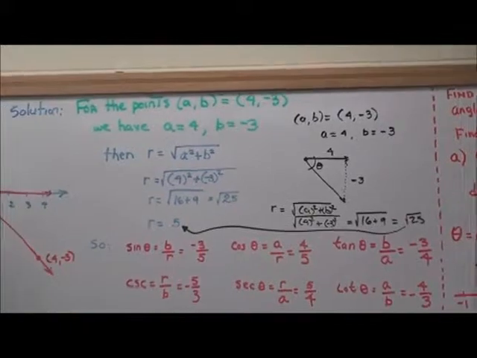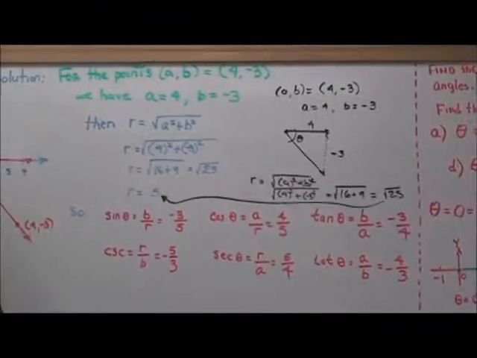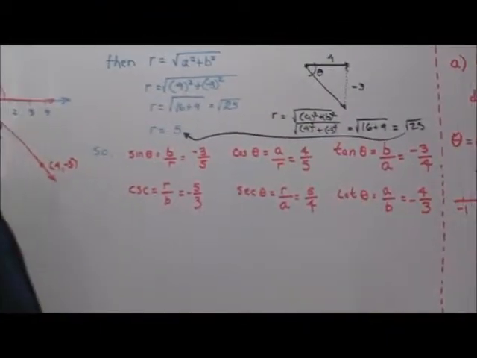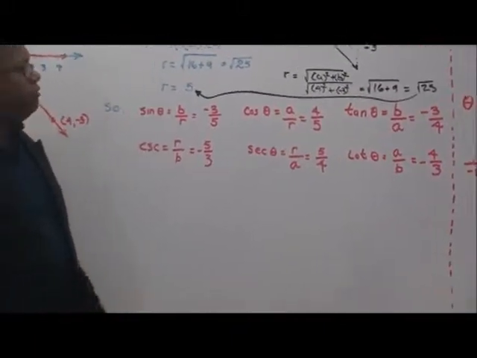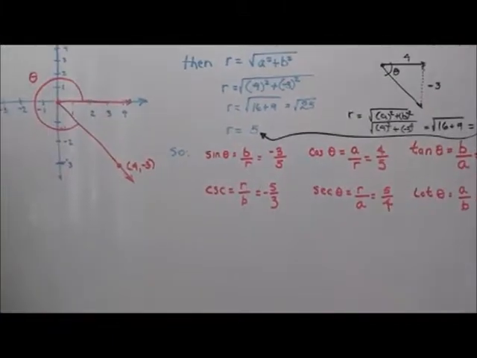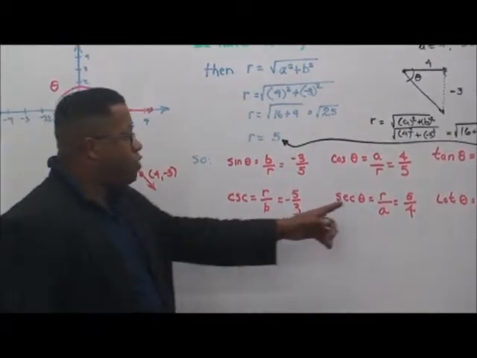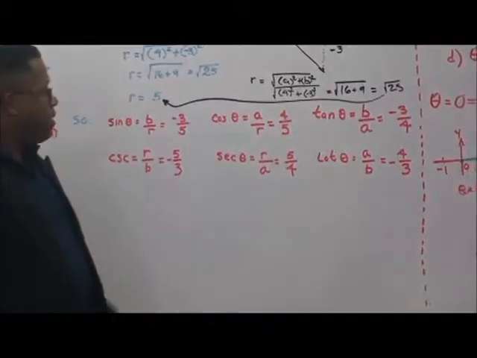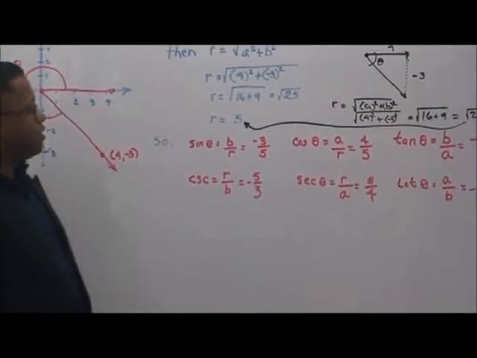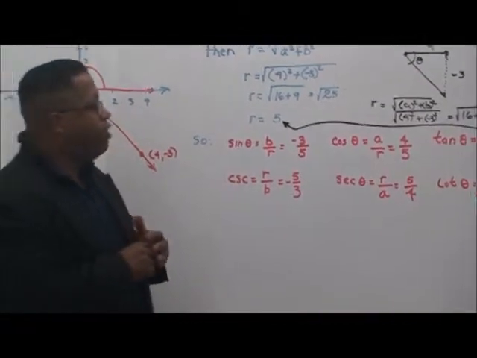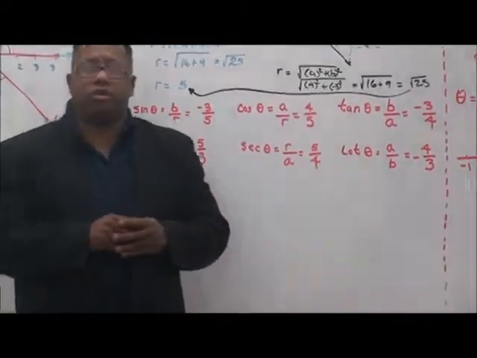Now, setting up the trigonometric functions, we have negative 3 over 5 for sine theta, 4 over 5 for cosine theta, and negative 3 over 4 for tangent theta. For our reciprocal identities, taking the reciprocal, r over b, r over a, and a over b respectively, we get these values. For cosecant, negative 5 over 3. For secant theta, we have 5 over 4. And for cotangent theta, we have negative 4 over 3.